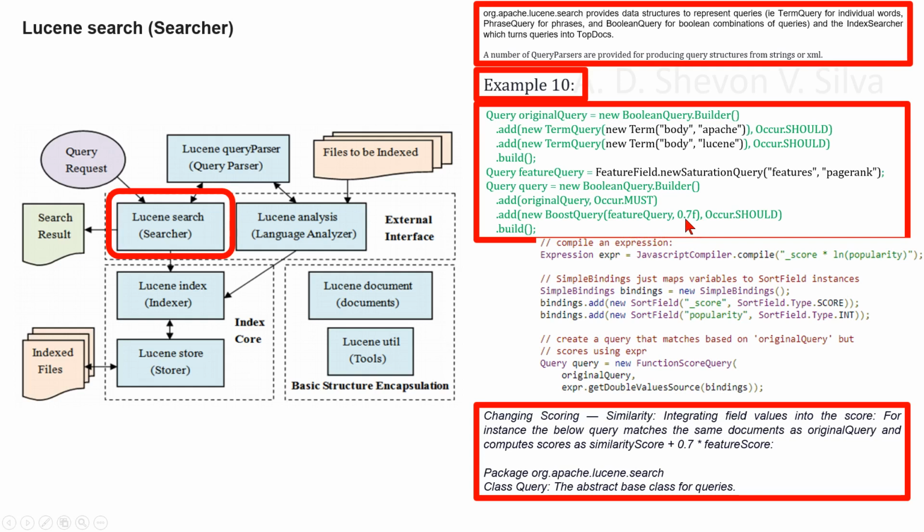The less efficient yet more flexible way of modifying scorers is to index scoring features into doc value fields, and then combine them with the similarity score using FunctionScoreQuery.